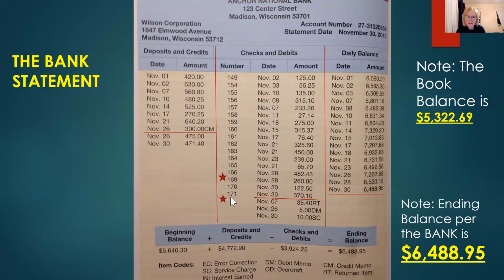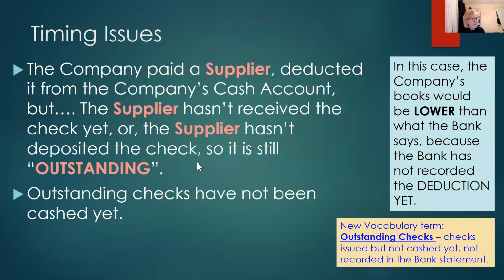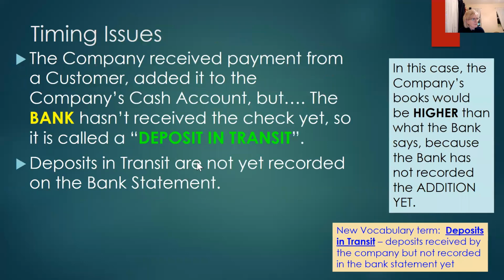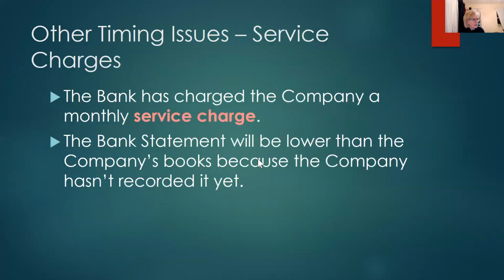So to start out the bank recon, we go look at our T account, and I'm going to give you this number, 532269. You just have to get that number. And then we already have the bank statement balance. So the bank statement rarely equals what you have in the cash account, and it certainly doesn't this time, and it's all because of timing issues. So we have a couple of issues here.